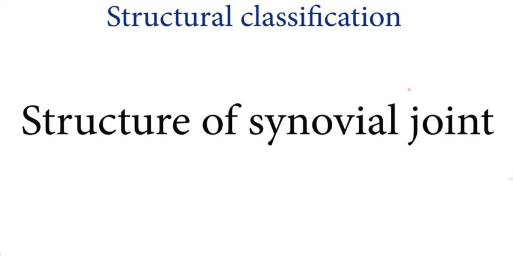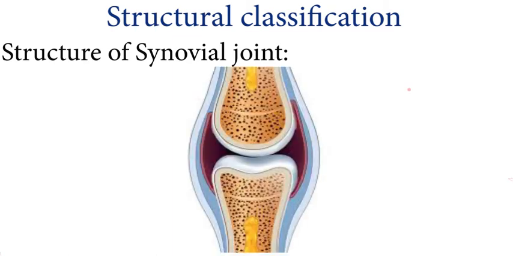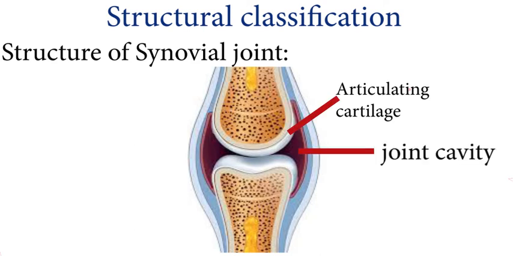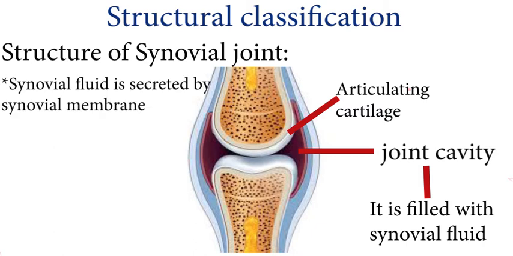Now have a look at the structure of synovial joints. The structure of this type of joint is more complicated, but let's note a few features. The ends of the bones are covered by articular cartilage. There is a space between the bones. This space is the joint cavity. It is filled with synovial fluid. This fluid is secreted by a synovial membrane.